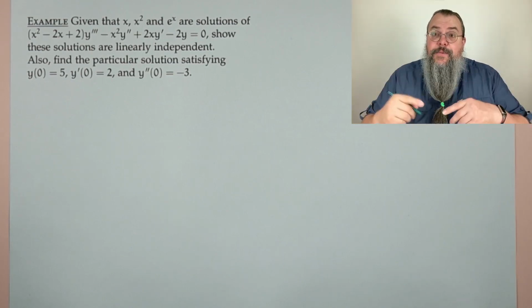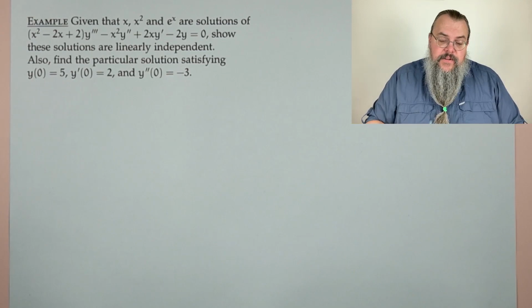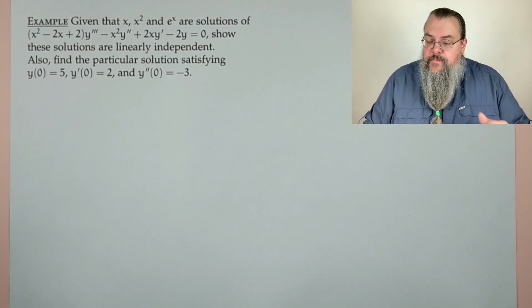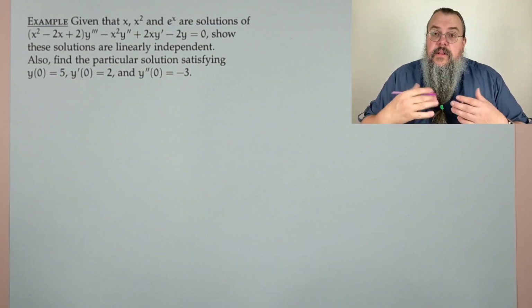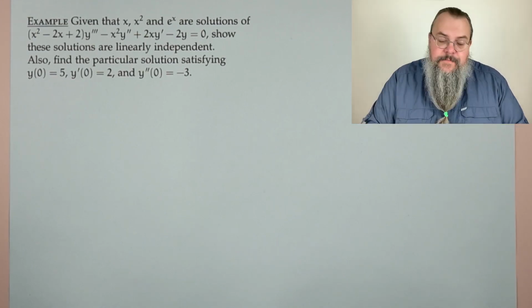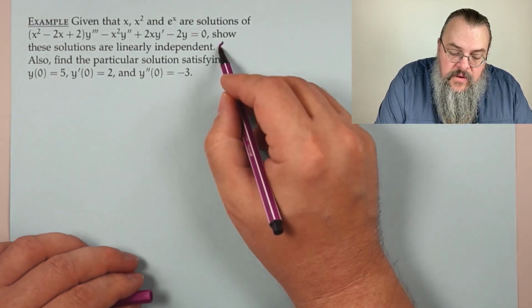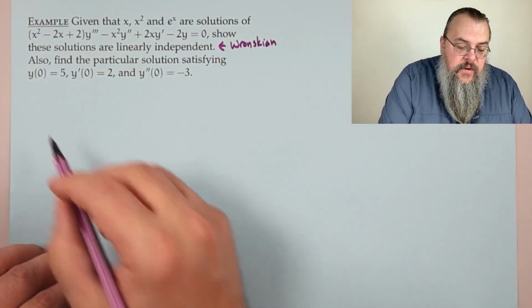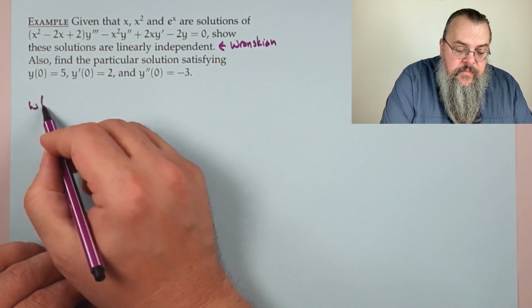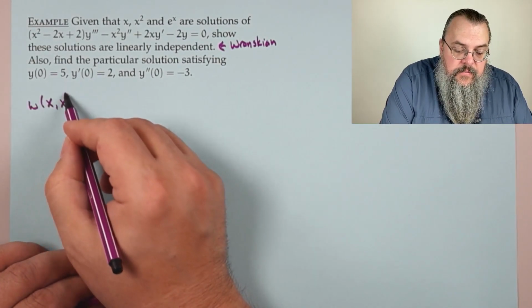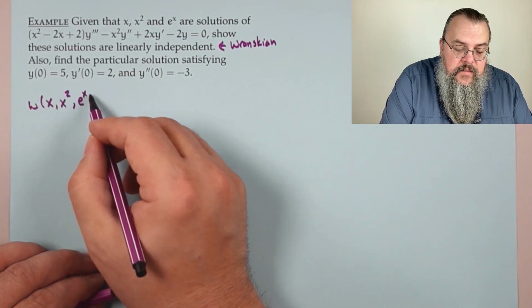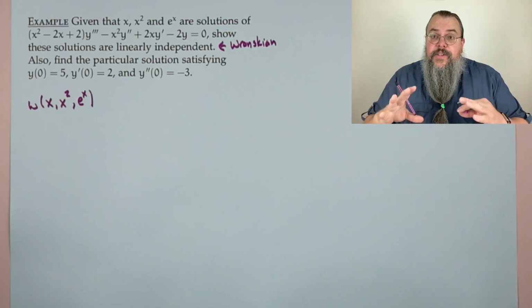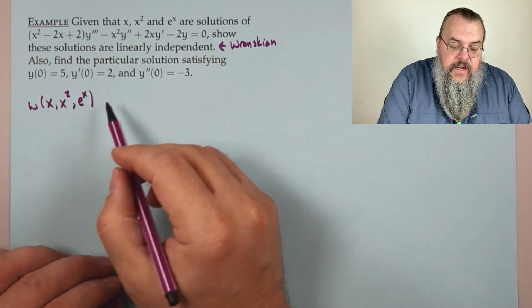So here we go. How do we test linear independence? Well, one word, Wronskian. So the Wronskian is our linear independence testing machine. All right, so what are we going to do? Well, we have to remind ourselves. We're going to compute the Wronskian of our three functions, x, x squared, e to the x. All right, so the first step. Now, the Wronskian is a determinant, so let's set up our determinant.